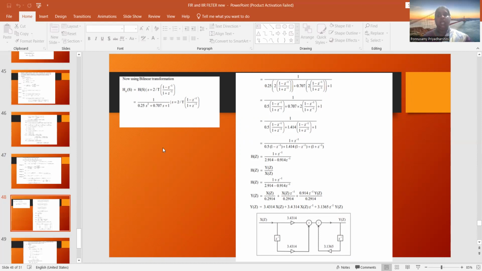Okay, so like this, we are able to design a digital filter. First, we design it in the form of an analog filter, and then we convert it to the digital filter by using different transformations. One is the bilinear, and another one is the impulse invariant technique. Thank you.